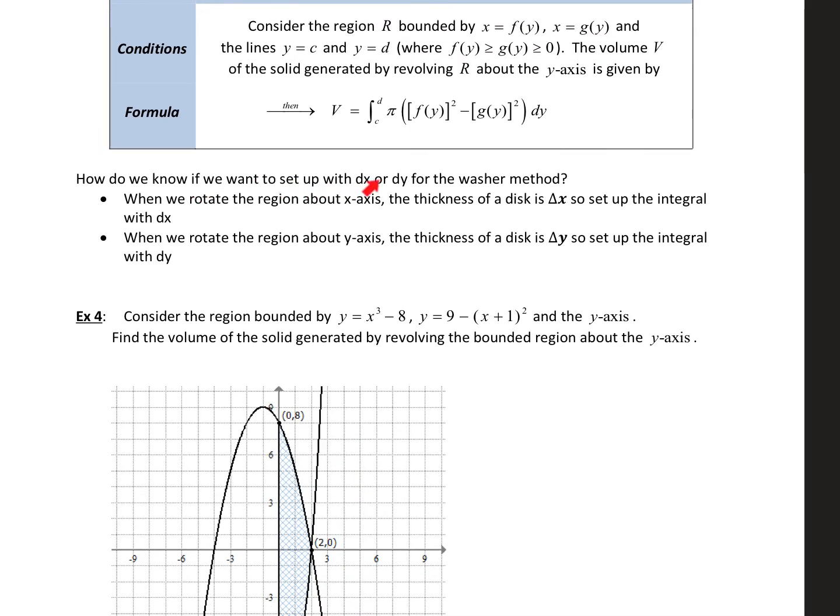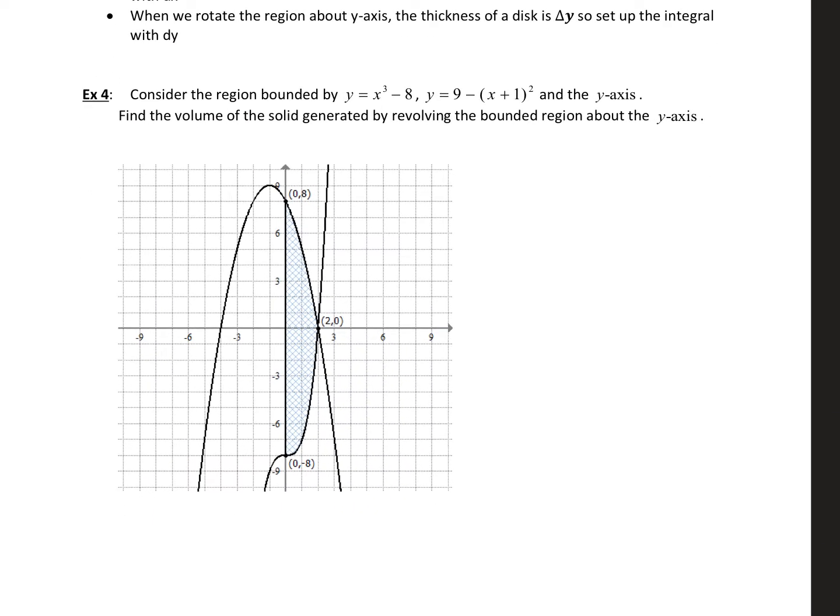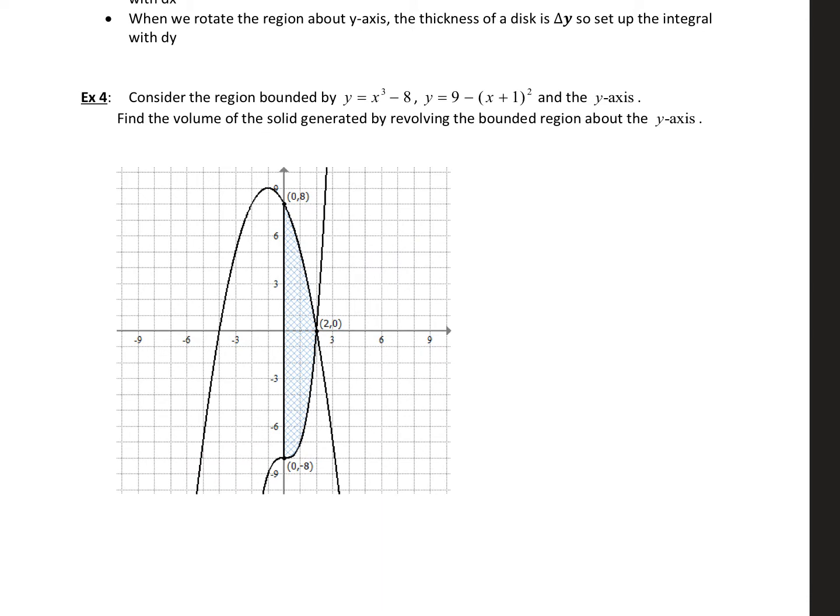How do we know which to use when we're setting up? Now we have a choice of dx or dy. How do you know which one to use when we do the washer method, the disk method? When you rotate a region about the x-axis, the thickness of the disk is going to be dx. That's why the integral is dx. That's what we did in part 1. In this part, we're going to rotate about the y-axis, and then dy is going to be the thickness of the disk, and the integral is going to be in terms of dy. So let's look at example 4 here and see what happens.